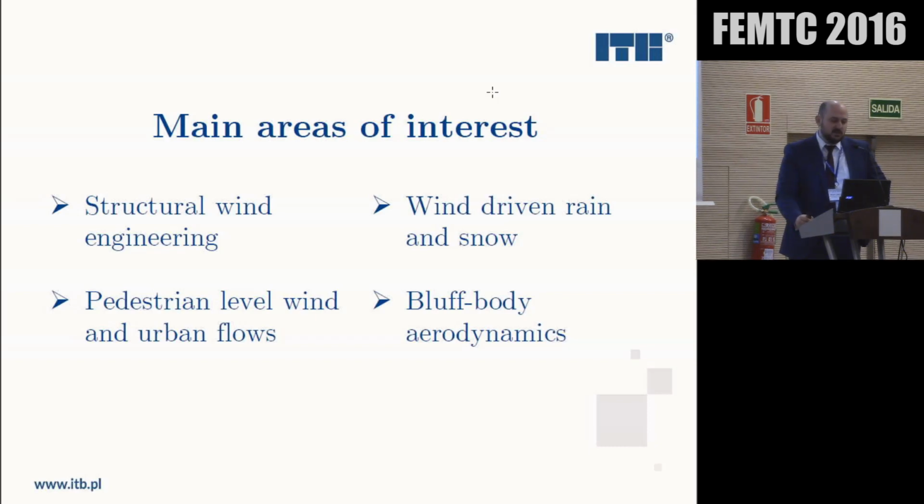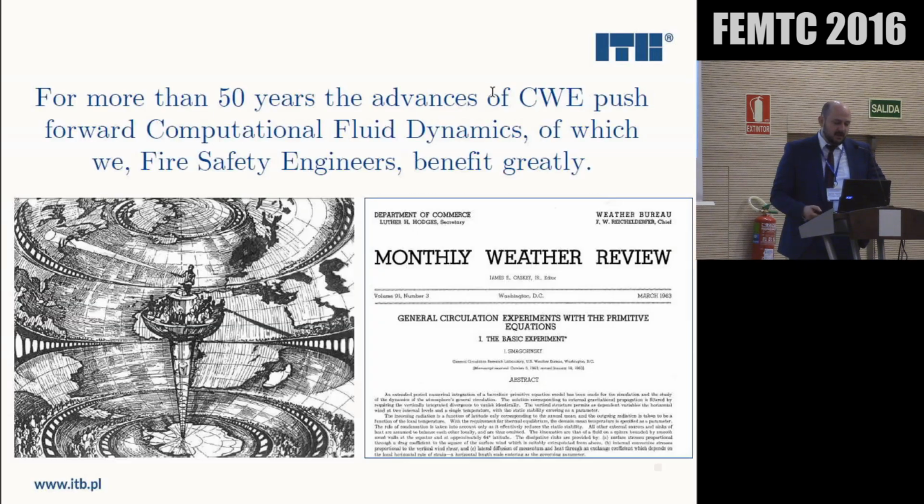You can distinguish four main areas of this field of science. One of them would be structural wind engineering, when you check how the wind affects the structure of buildings. Second would be pedestrian level wind and urban flows, where you test how the wind flow will affect human well-being and people on the level of ground, but also in some parts of the buildings. There's wind-driven rain and snow analysis as well, which focus on how particles move along with the wind, and bluff body aerodynamics, which is how wind does flow around various buildings, various objects.